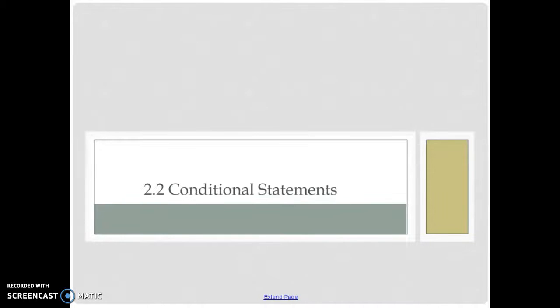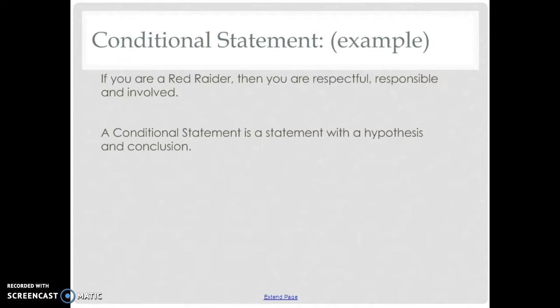So this first video is going to talk about conditional statements, and we're going to use what's called an if-then statement to be able to make conclusions about different topics in geometry. So a conditional statement is: if you are a red raider, then you are respectful, responsible, and involved. A conditional statement always has a hypothesis and a conclusion.